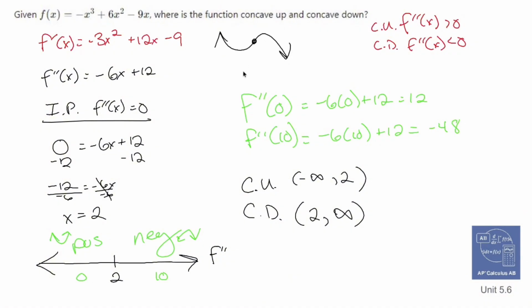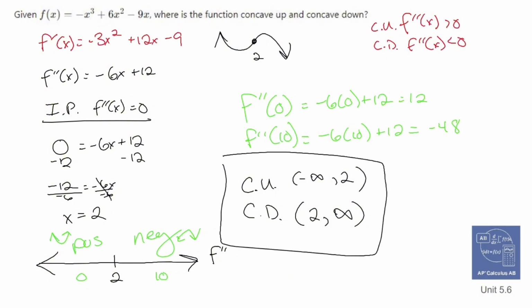So at some point here, and that point is going to be 2, we go from concave up to concave down. And I know this cubic looks like that because of the negative in front of x cubed. So it all checks out. It all checks out, baby.